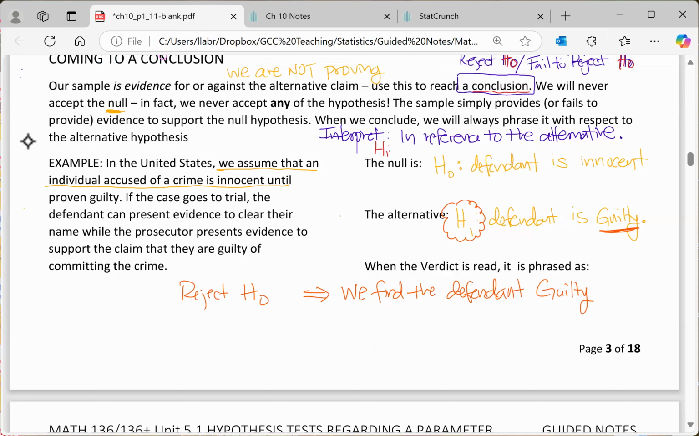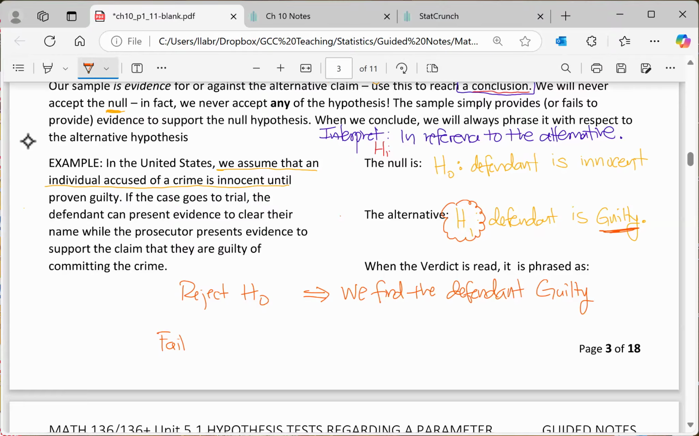In everyday language, you're going to phrase it in terms of the alternative hypothesis. Now, let's say that they don't reject. So they fail to reject.